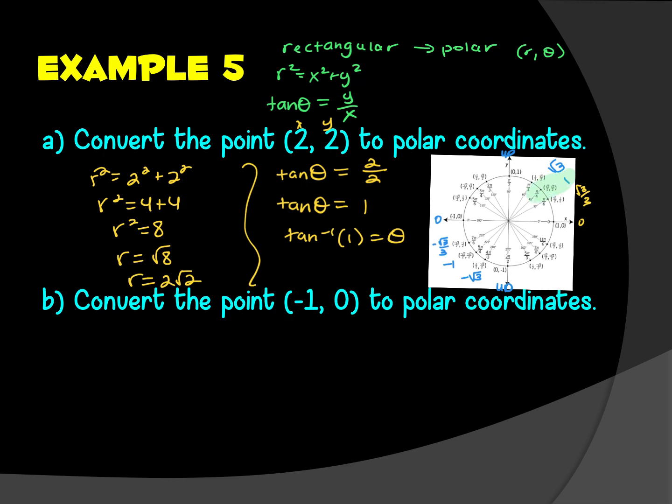Pi over 4, oh wait, this is positive. I don't know why I wrote negative, sorry. That was the whole point of it. Root 3 over 3, 1, and root 3. Tan is 1 there, and also in my third quadrant. So how do I know which one to pick? Because only one is right.